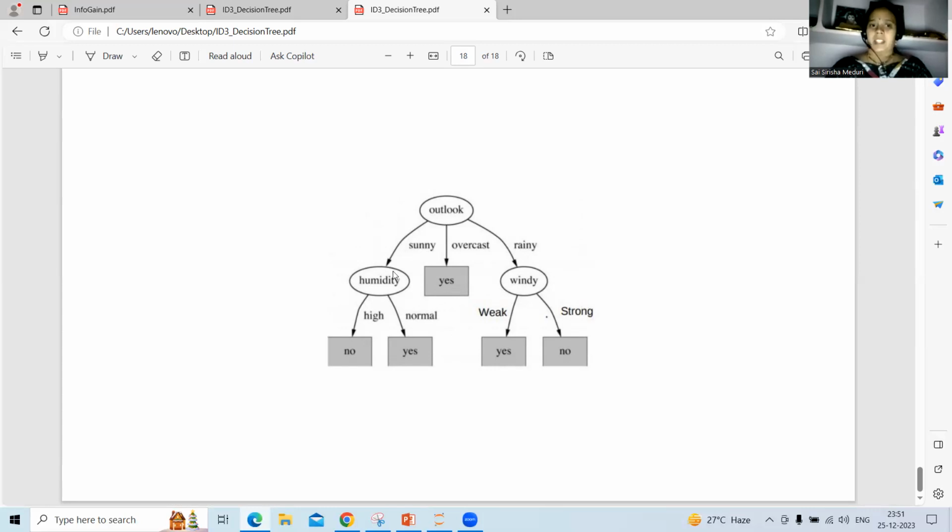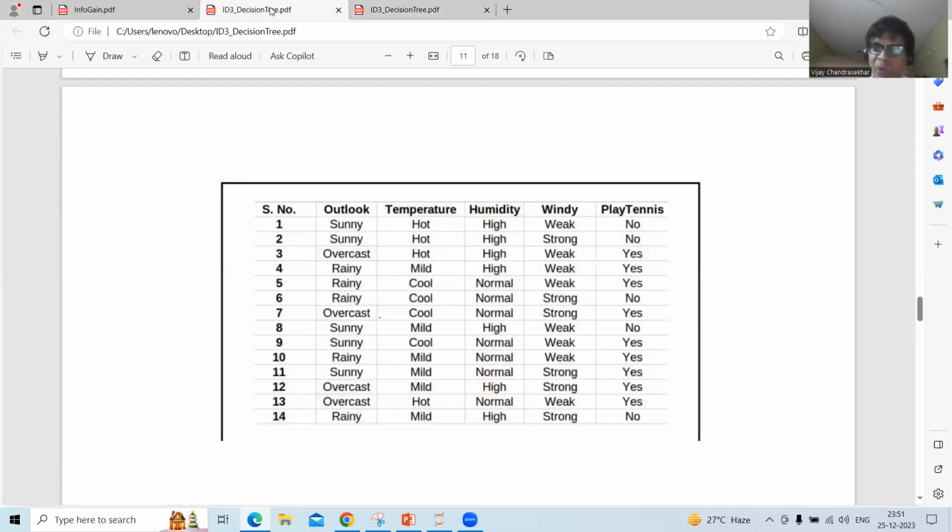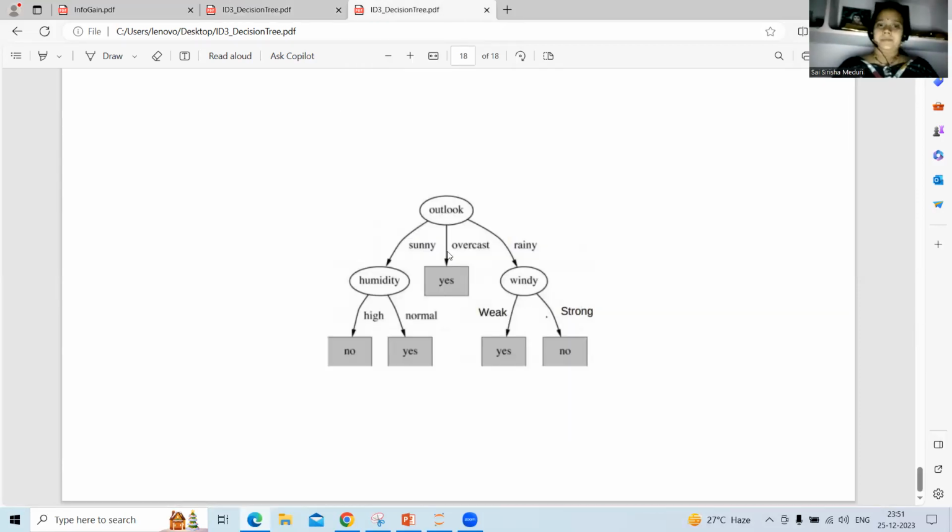Take me through one branch and help me understand how to interpret this decision tree. Don't go through the data. Just show us the decision tree. Okay. It's important for us to understand. Just take us through one branch.